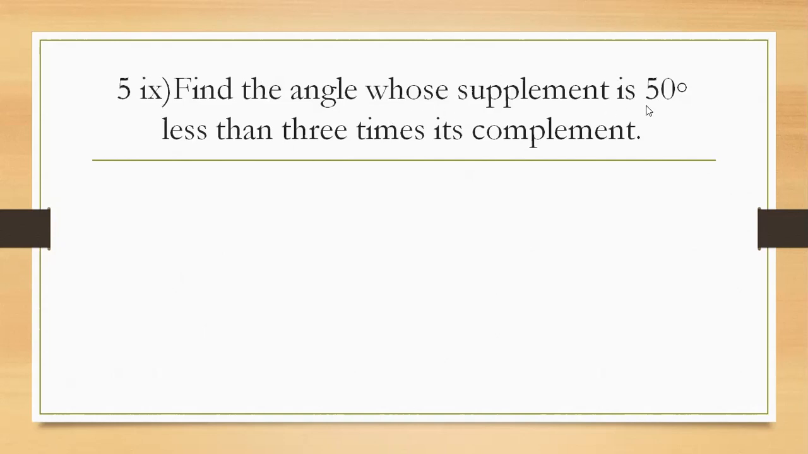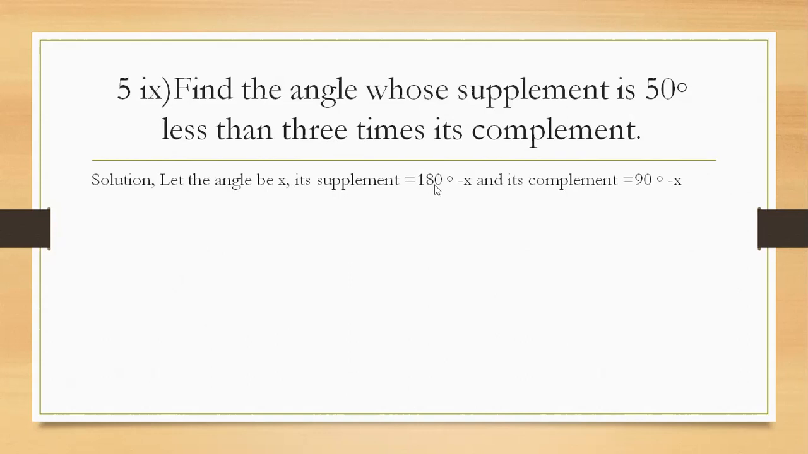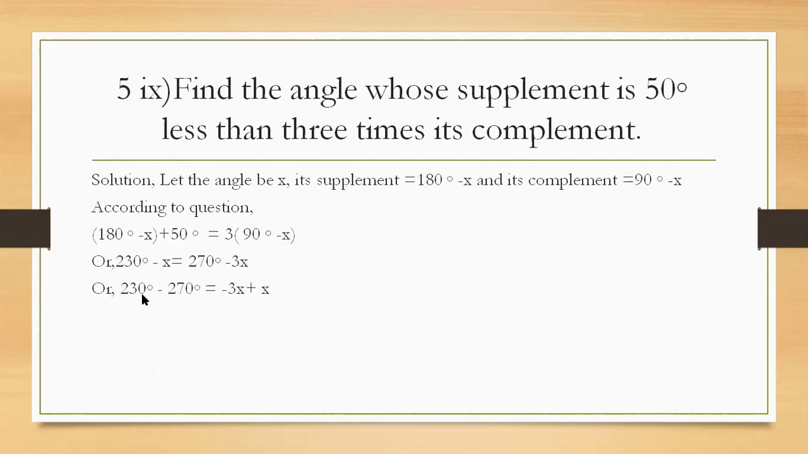Find the angle whose supplement is 50 degrees less than 3 times its complement. Okay. Suppose the angle be x, its supplement is 180 degrees minus x, complement is 90 minus x. Then according to the question, the supplement is 50 degrees less than 3 times the complement. That 50 degrees will be added with the supplement, then that will be equal with 3 times its complement. Okay, open the bracket, then 180 plus 50, 230 minus x, then this also multiply, 3 into 90 is 270, 3 into x minus 3x, then put the like terms one side, then you will get the value of x, 20 degrees. The angle is 20 degrees here.